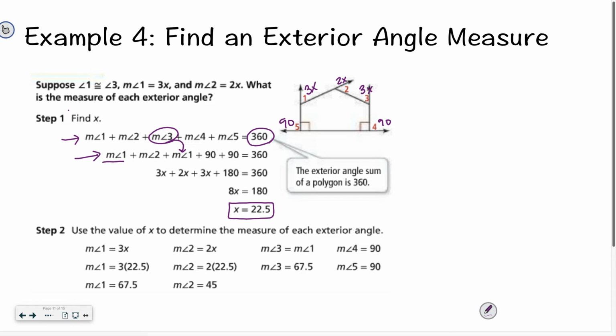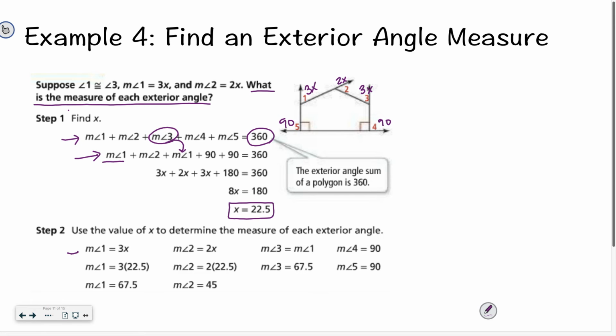Do not stop there. The question is, what is the measure of each exterior angle? Please, please, please don't stop once you solve for x. I know some of you still have that ingrained in you that that is the final answer, but that is not the final answer. I want to know what each angle measure is. So I'm going to plug 22.5 in anywhere that there's an x.